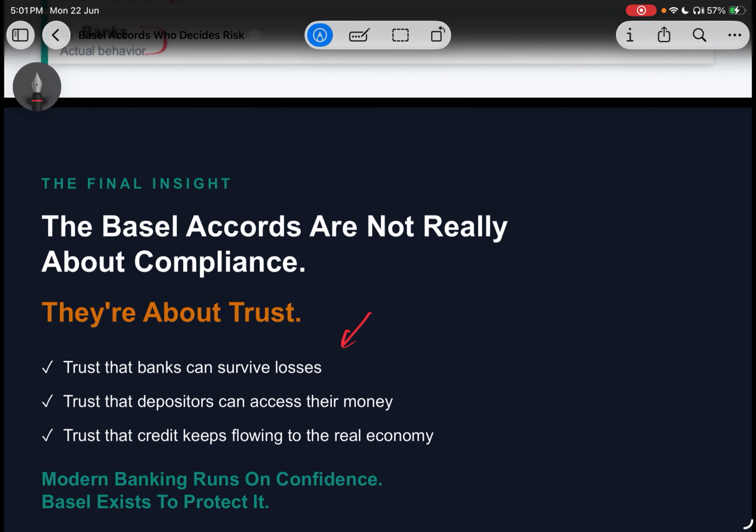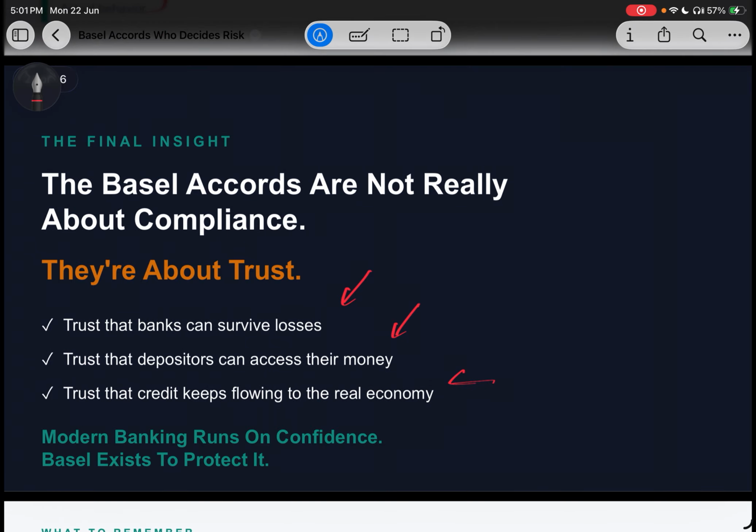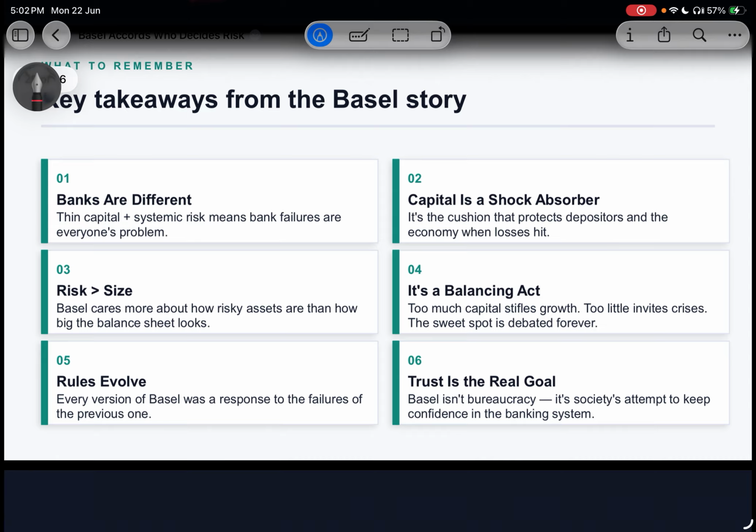Right, so the trust is in reference to whether the banks can actually survive losses or not. Right, can the depositor access their money anytime that they want? The trust comes from the credit continuing to flow into the real economy, right? And of course modern banking runs on confidence, and Basel exists to protect it. It is not a sale, it's not that if you do not follow it, someone will come and arrest you, right? It is just setting a benchmark, right? So every bank is different.